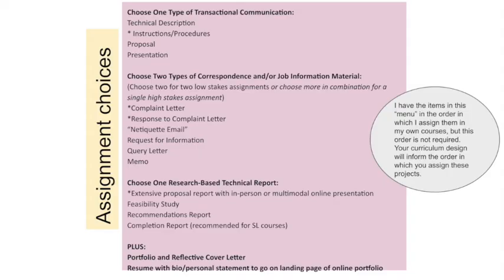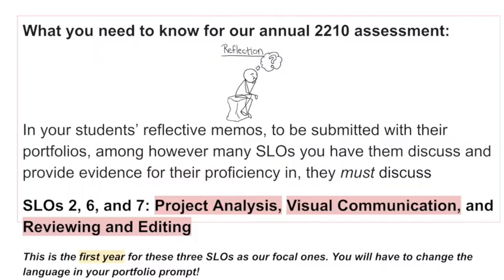So here's the menu of assignment choices. I have these listed here in the order that they occur in my class, and I have asterisks beside the ones that I use in my class. I do an instruction set, I do a complaint and response letter with social media component, and I do an extensive proposal report with an online presentation. Then everybody has to do the portfolio and cover letter along with a resume and bio statement.